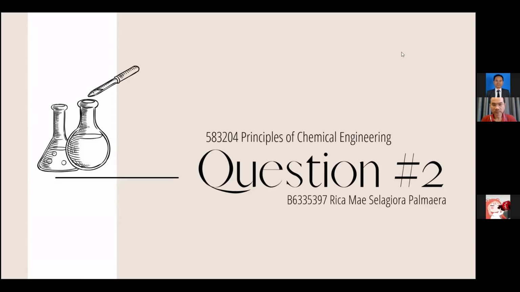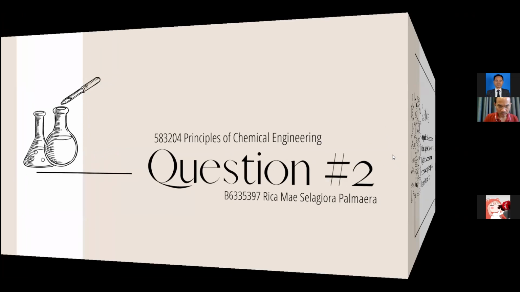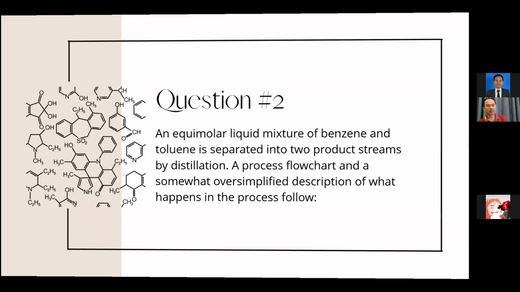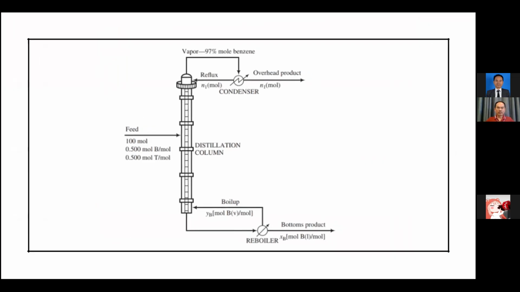So I am tasked to answer question 2. For question 2, an equimolar liquid mixture of benzene and toluene is separated into two product streams by distillation. A process flow chart and a somewhat oversimplified description of what happens in the process follows. So here is the process flow chart.